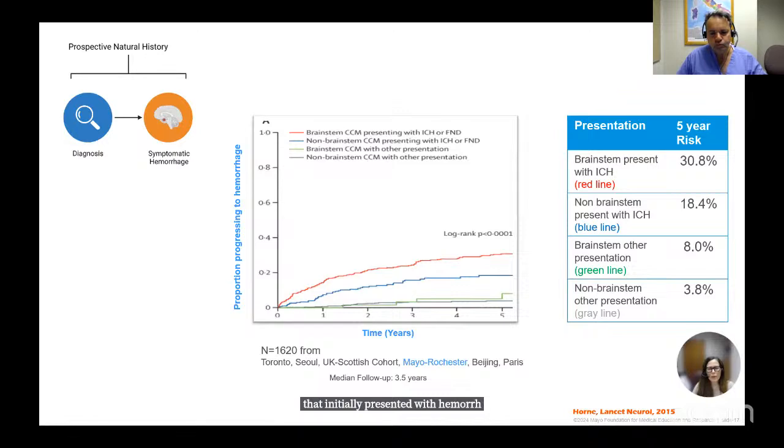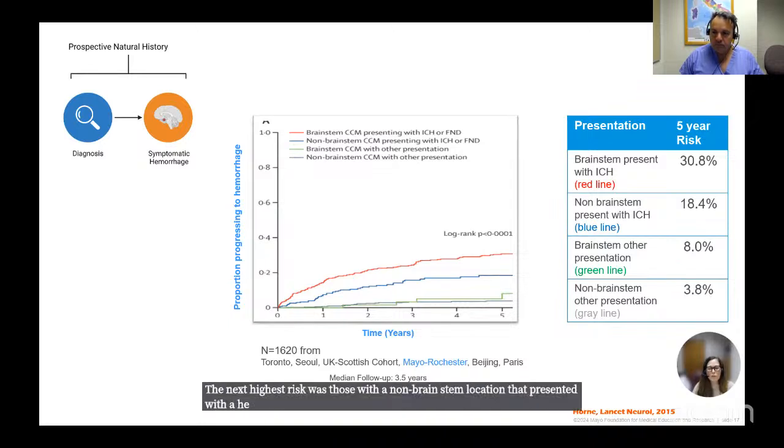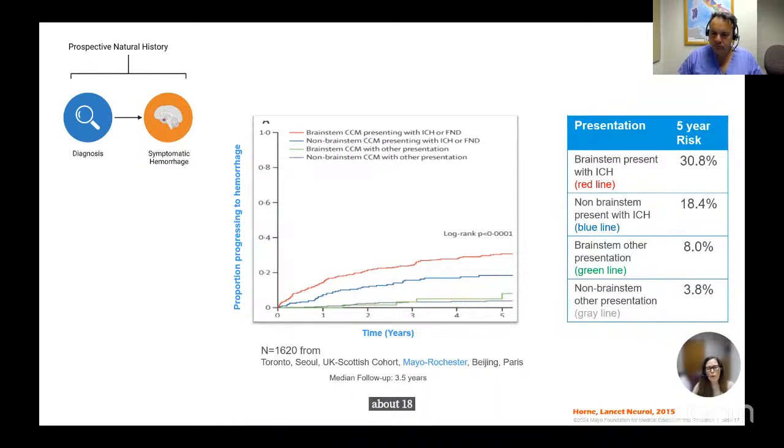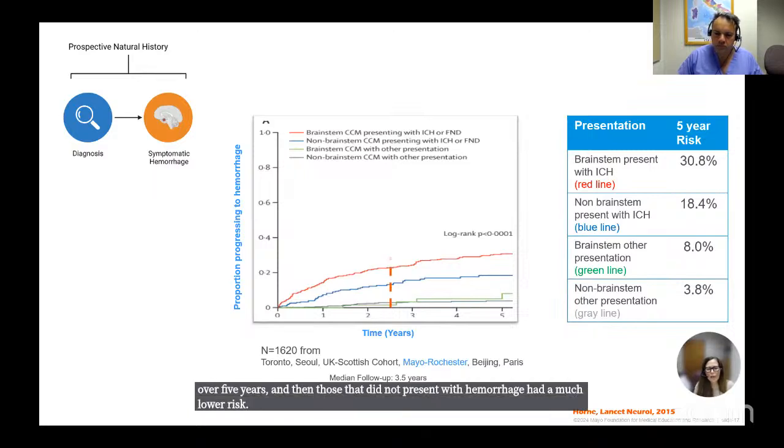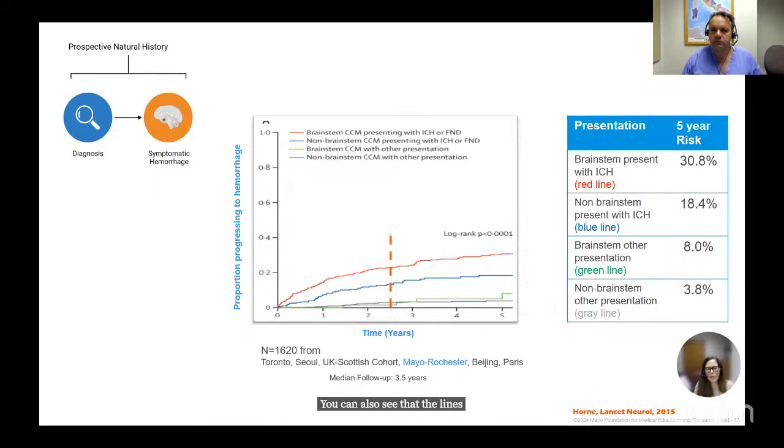Those patients had a 30.8% risk over 5 years of another hemorrhage. The next highest risk was those with a non-brainstem location that presented with a hemorrhage, and that was about 18.4% over 5 years. And then those that did not present with hemorrhage had a much lower risk. You can also see that the lines tend to plateau around 2.5 years, suggesting the highest risk is in the first few years after diagnosis. Now, the caveat here being that median follow-up time in this study was about 3.5 years.